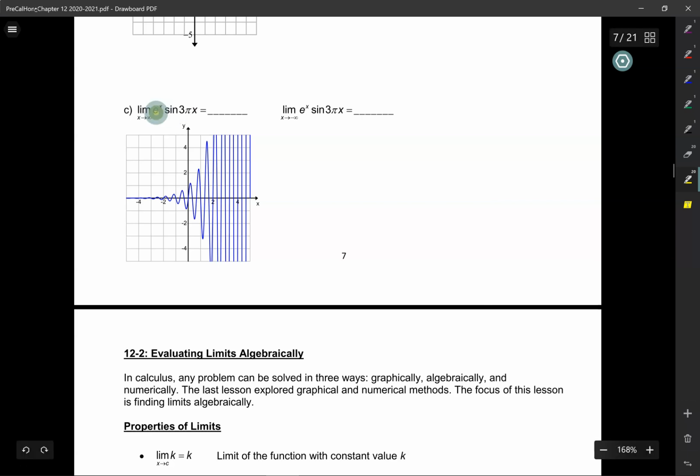Okay, so as x approaches infinity, what's this guy doing? It is oscillating like crazy, right? So oscillations we know are DNE. But as x approaches negative infinity, look at what's happening. This thing is flattening out at y equals 0. So this is 0. Okay?